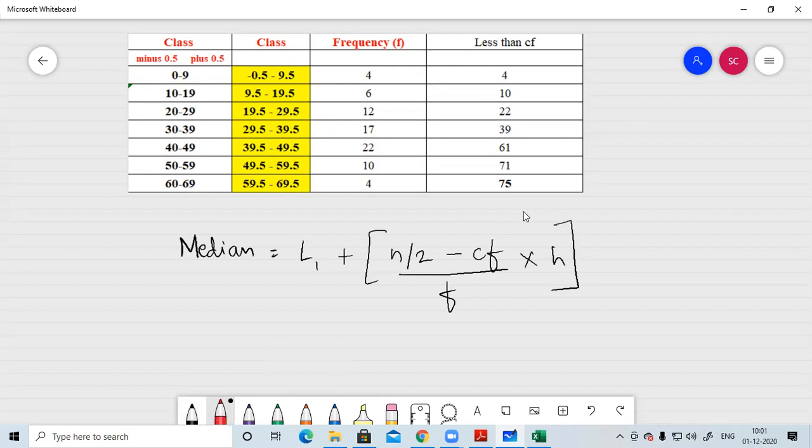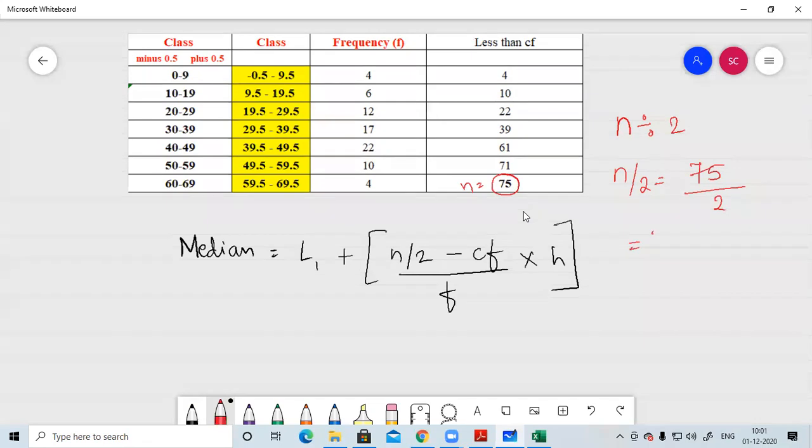To identify the median class, we have to take n and divide by 2. So n divided by 2 is equal to, how much is your n in this case? 75. Divided by 2, you get 37.5. Is that clear? Yes, sir.